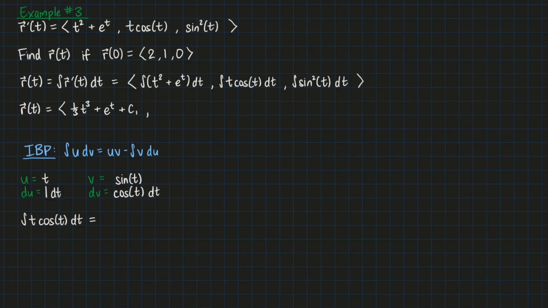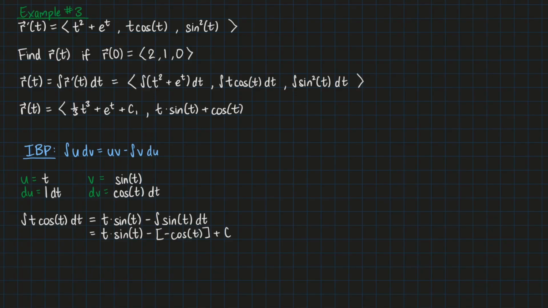So now we can write out this part. U times v is t times sine of t. And then we have minus the integral of v du, which is sine of t dt. And then the integral of sine of t with respect to t is negative cosine of t. And then we have an arbitrary constant. So going back up here, we can write t times sine of t plus cosine of t plus c2.